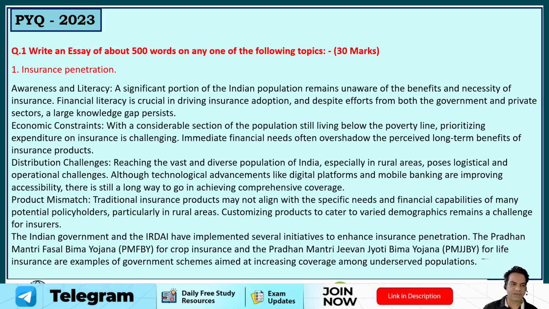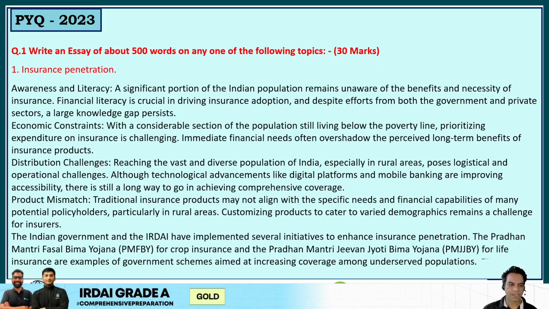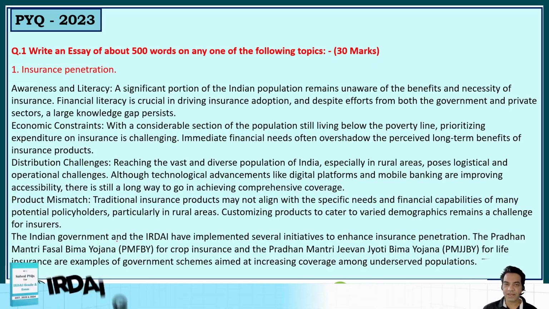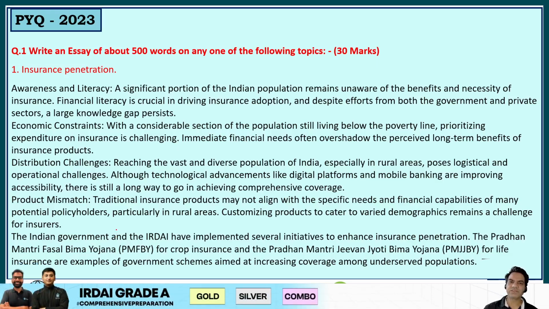Now, what can be done further? Awareness and literacy can further push insurance into the country. Economic constraints: we should consider what the economic constraints are and then create customized products for people. Distribution challenges, outreach programs, then product mismatch. And then the Indian government and the IRDAI have implemented several initiatives to enhance insurance penetration: the Pradhan Mantri Fasal Bima Yojana, PMFBY, for crop insurance, the Pradhan Mantri Jivan Jyoti Bima Yojana for life insurance, and many such insurance schemes have been launched by this government over the years.